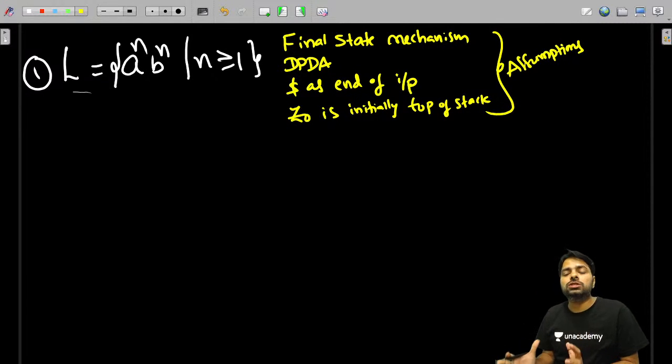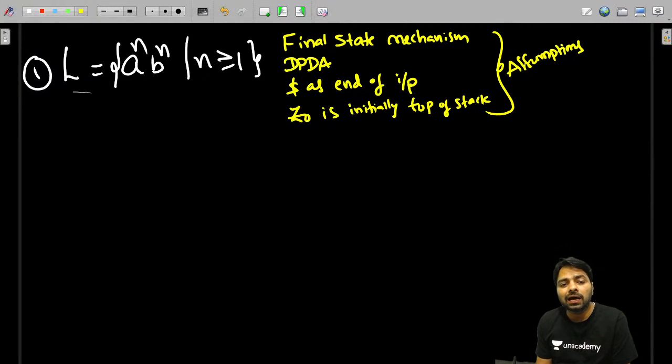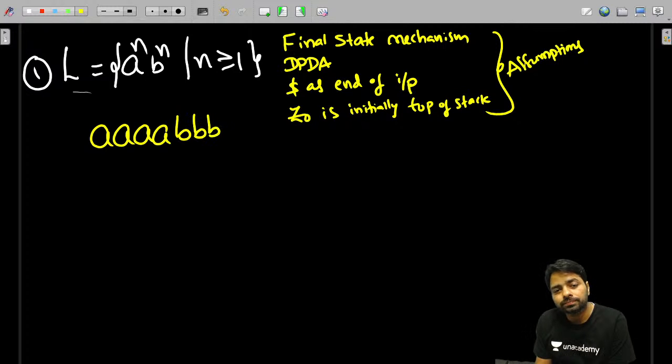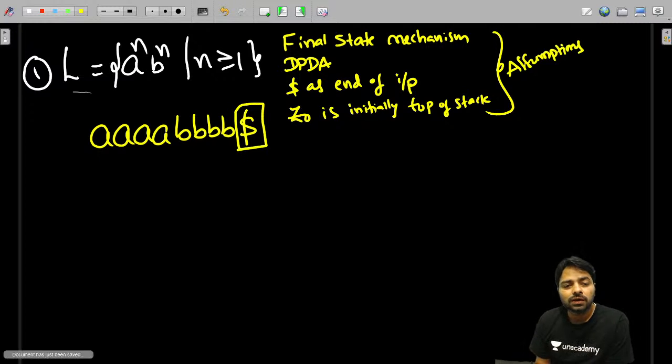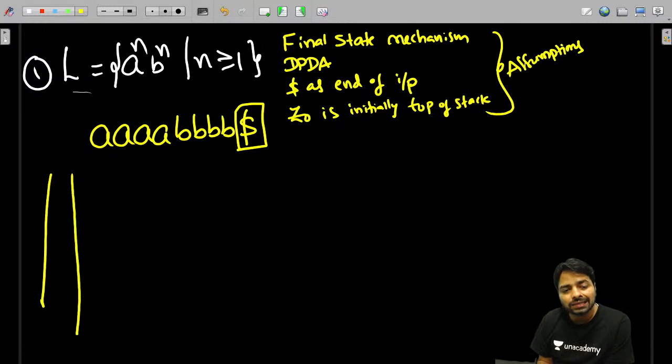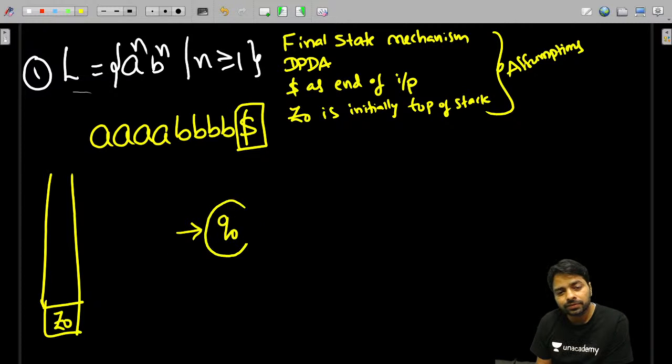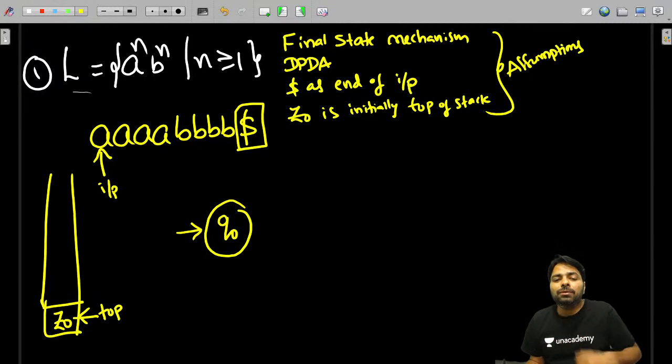Now you need to start. Take the bigger length string, then we will proceed. This is our end of the input. Now initially, who is there on the stack? That is our assumption, Z0. And you are in Q0, the initial state. Input is A, and the top of the stack is Z0. This is the top, this is the input. Tell me what to do.